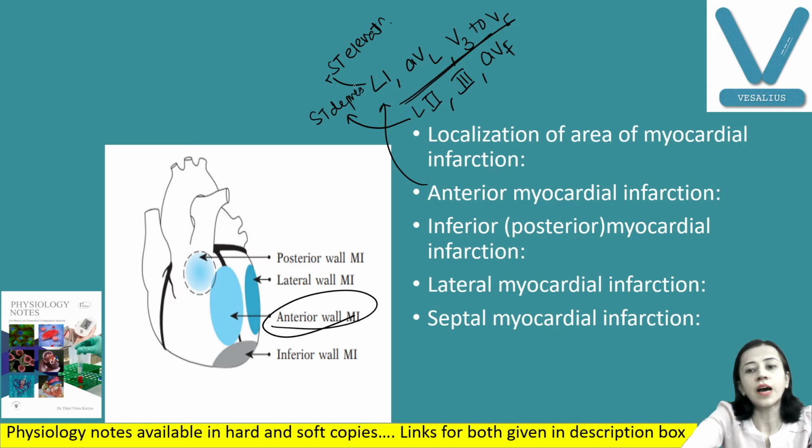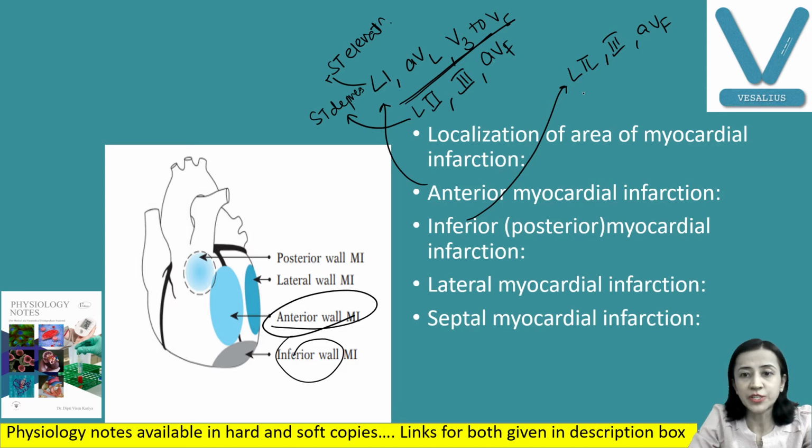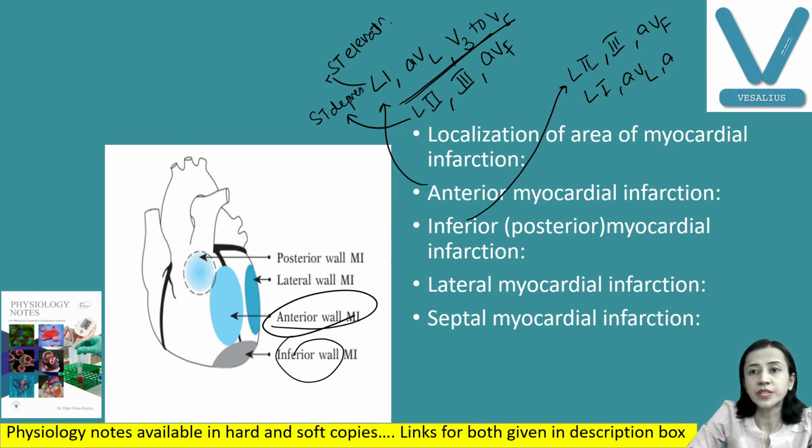Then we'll discuss inferior or posterior wall myocardial infarction. Suppose this is your inferior wall myocardial infarction. So all the things are opposite. ST elevation is found in leads L2, L3 and AVF, but ST depression, or reciprocal changes, are found in leads L1, AVL, AVR and V1 to V6.